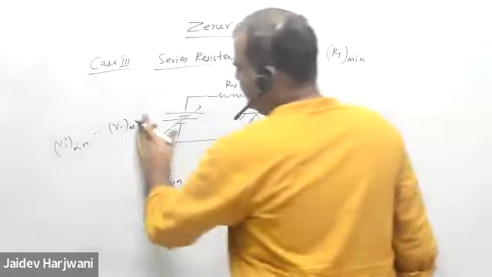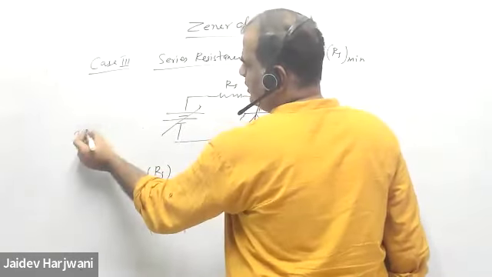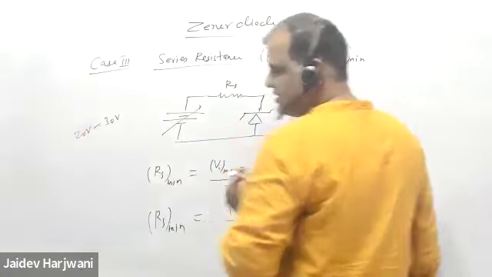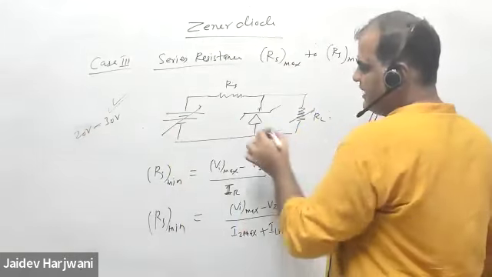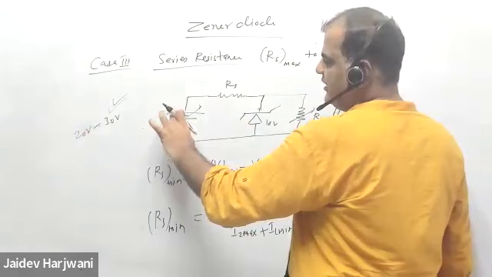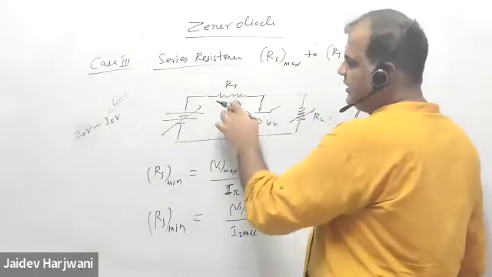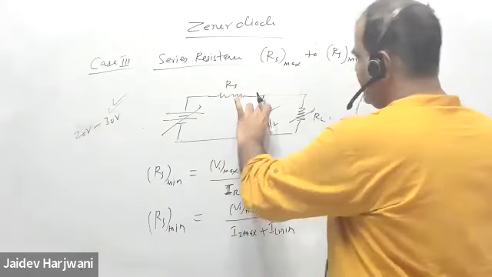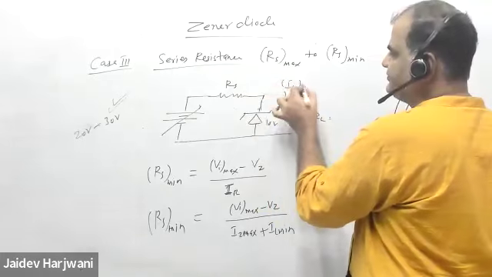Say I have some battery with a range given, say 20 volt to 30 volt. I choose the maximum value of this one, and say here this is 10 volt, so the remaining 20 is coming here. This is 30, 10 is here, 20 is coming here. Now I have put RL max here, so IL minimum is going here.